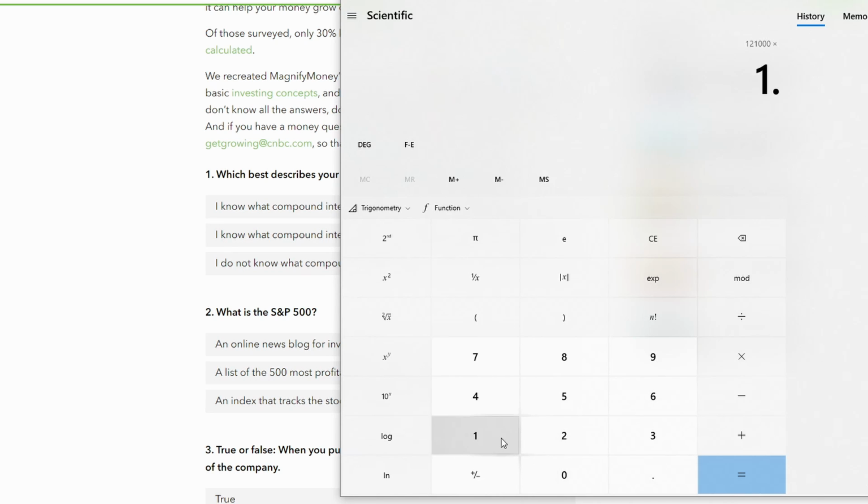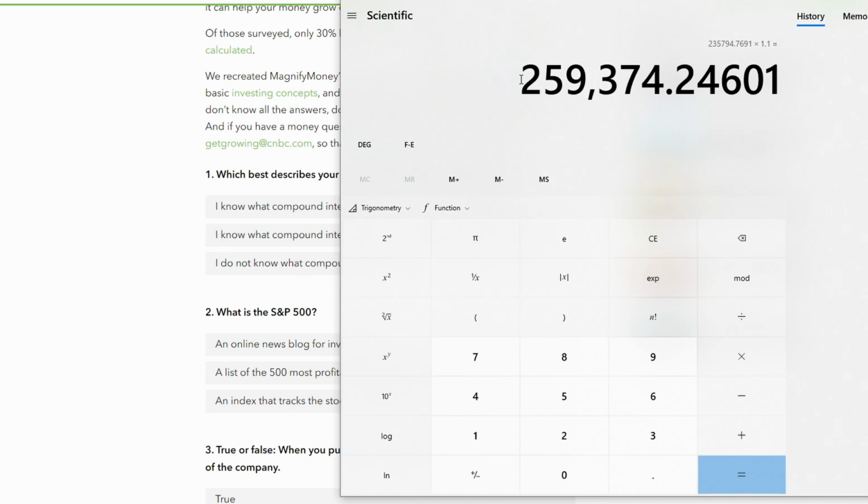So multiply by 1.1. So this third year, and after the fourth year, after the fifth year, sixth year, after seventh year, eighth year, ninth year, and 10th year. Okay, so after 10 years, you have grown to 259,000. There's another easier way to calculate compound interest, which is using the power symbol, because it's a scientific calculator.